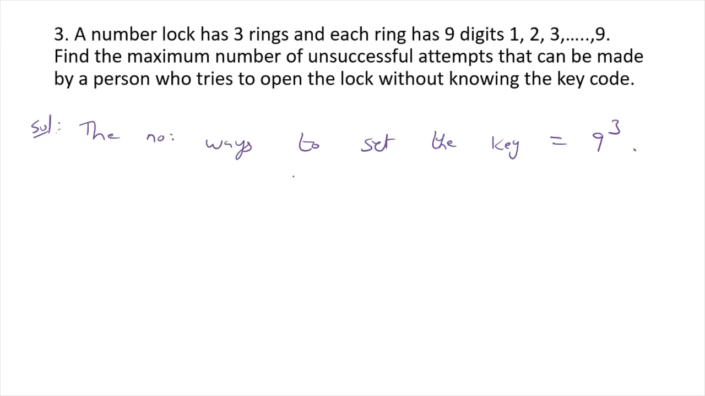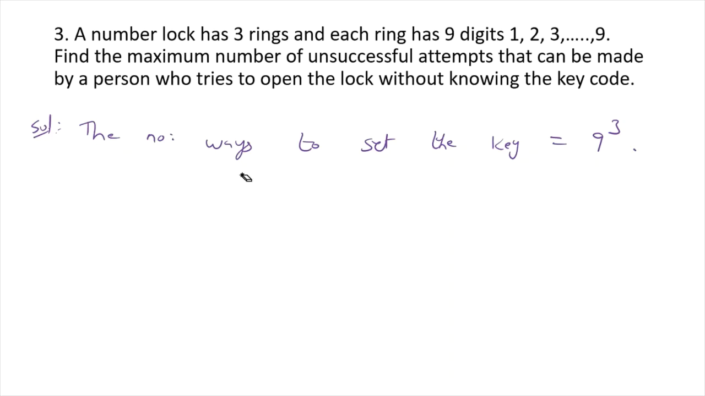Okay, so here also the same concept is applicable. Now you are trying to open the lock without knowing the key. If you open the lock in the first attempt, then the number of unsuccessful attempts is going to be 0. If you open the lock in the second attempt, then the number of unsuccessful attempts is going to be 1. So here the question is the maximum number of unsuccessful attempts that can be made by a person who tries to open the lock without knowing the key.